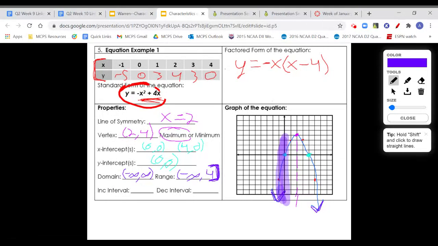The other thing I want to point out here, some people, what you might see first is that the maximum is 4. Remember that you always go from bottom to top, or again, smallest to biggest. So negative infinity to 4.